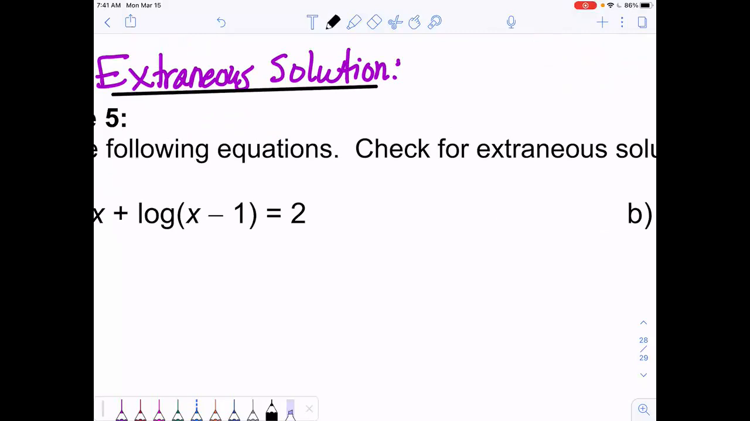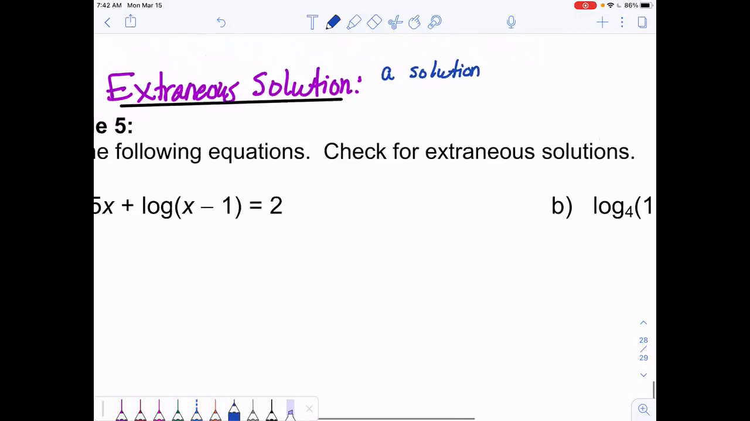I don't know how to explain the wording, but isn't it one of my solutions that could work, but sometimes it can't? It could work, but it might not work. So you might get 2 answers, and one of those 2 answers may not work, which makes it extraneous.